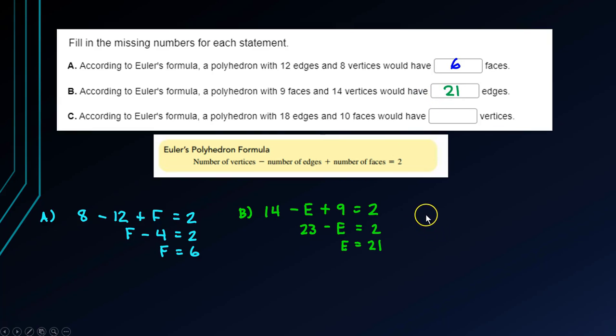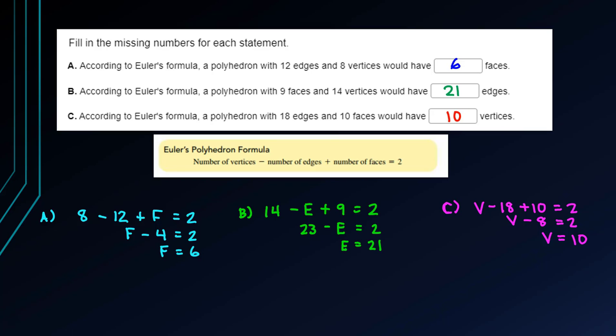And lastly, you're told that a polyhedron has 18 edges and 10 faces. So V, being the number of vertices, minus 18 plus 10 should equal 2, which means that V minus 8 would equal 2, which means V would equal 10. So if a polyhedron has 18 edges and 10 faces, it would have 10 vertices.